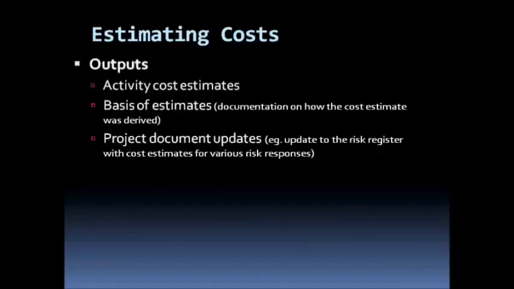Our outcome of estimating costs will be activity cost estimates. We'll find estimates for each of the activities that have been identified. Then it will be good to come up with the basis of estimates, how the cost estimate was derived. Then it will be good to update our risk register, for instance, with the cost estimates of various risk responses and any other related project document that needs to be updated as a result of this process.